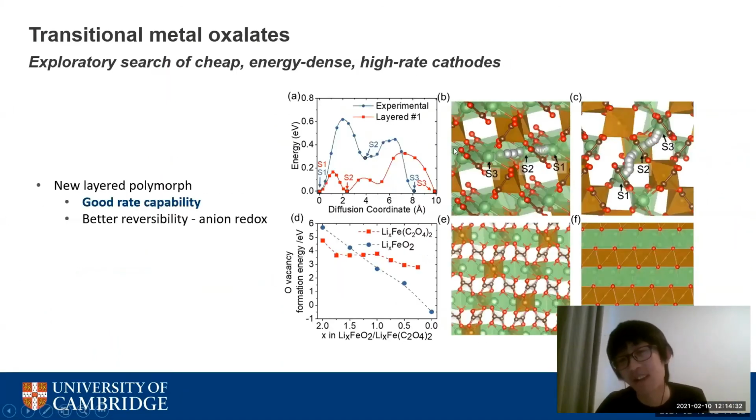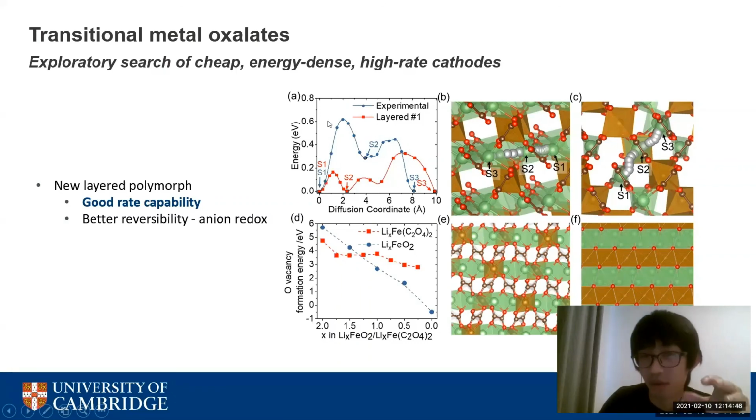So we calculated how easy it is for the lithium ions to diffuse in the structures. We found that in the layer structure, the diffusion barrier is 300-some milli-electron volts, which is about half of that of the experimentally found phase. This means that this polymorph might be a very good high-rate cathode material, and with its good stability, it might be synthesized.